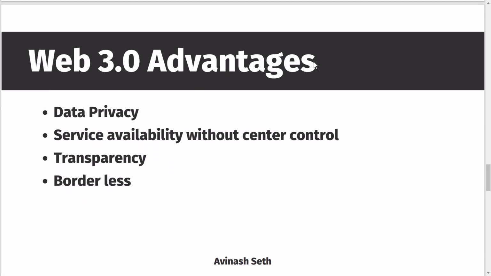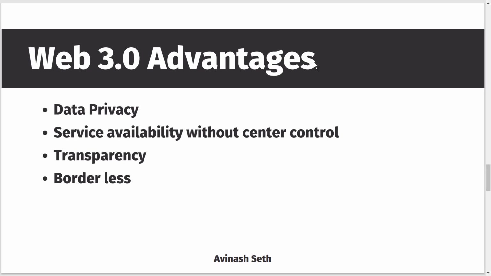Now, let's try to understand the advantages we have with Web 3.0 currently. So, data privacy, obviously, since there is no single entity involved, it is very easy for us to keep every piece of information private, or we control how that information is used, because obviously we can read the smart contract.